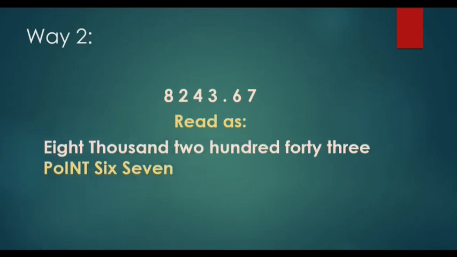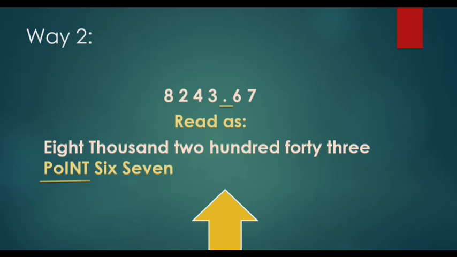Now going to the second way of reading decimal numbers, let's understand through the same example, 8243.67. We'll read it as 8,243 point 67. So if you have observed, we read the decimal as "point" in this case. Also, the digits on the right of the decimal are read as they are. Wherever the decimal was, we read it as "point". Also, after the decimal, we had 6 and 7, so we read it as it is.